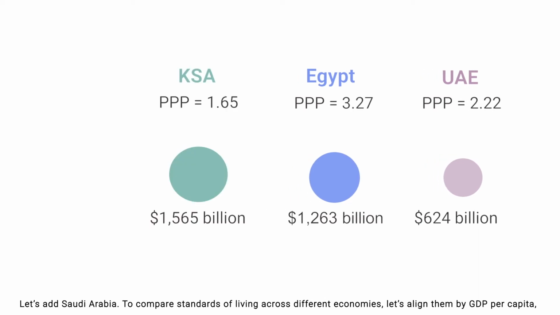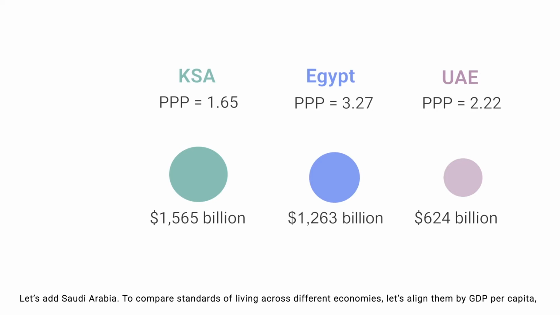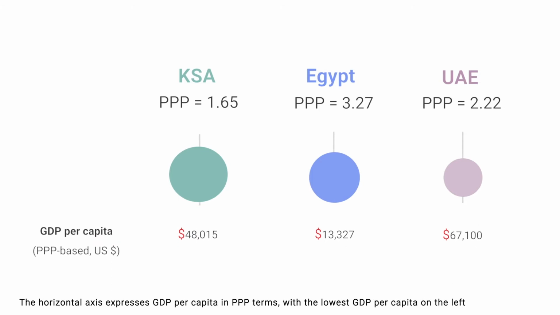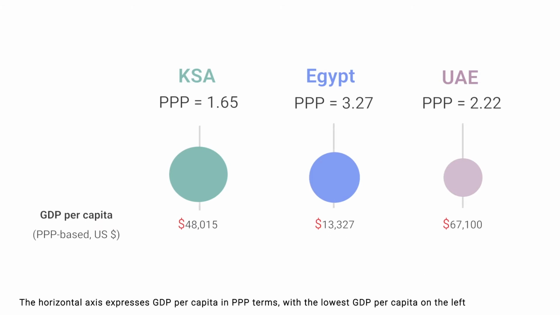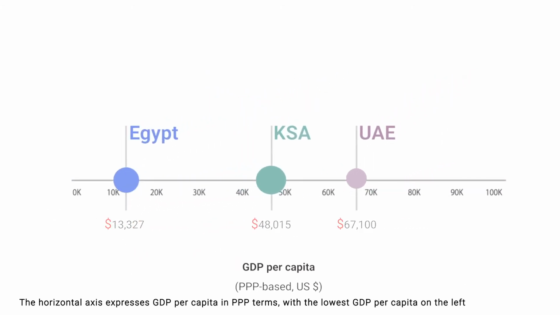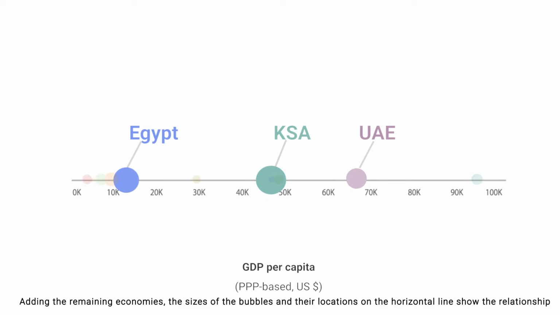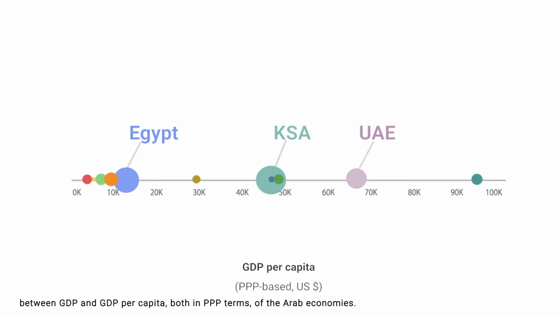Let's add Saudi Arabia. To compare standards of living across different economies, let's align them by GDP per capita, which is GDP divided by population. The horizontal axis expresses GDP per capita in PPP terms, with the lowest GDP per capita on the left and the highest on the right. Adding the remaining economies, the sizes of the bubbles and their locations on the horizontal line show the relationship between GDP and GDP per capita, both in PPP terms, of the Arab economies.